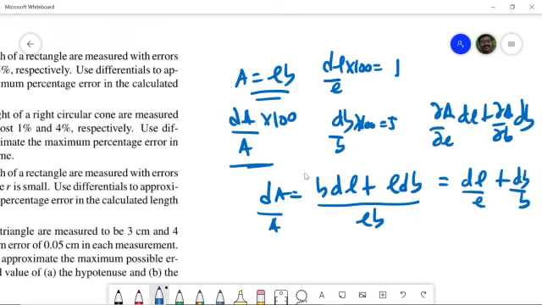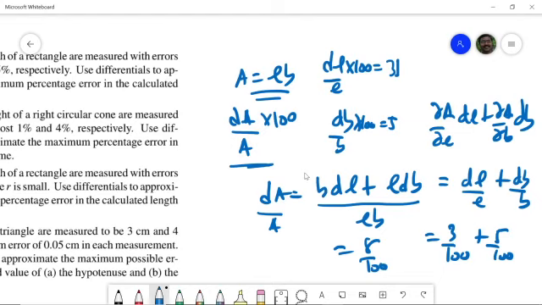Now we know that dL by L into 100 is actually 3. So dL by L is actually 3 by 100. Okay, and dB by B into 100 is actually 5, so dB by B is actually 5 by 100. So this is actually 8 by 100. That means dA by A into 100 is just 8%.